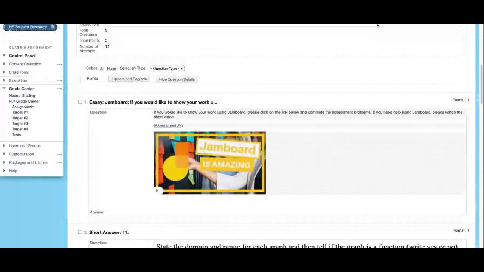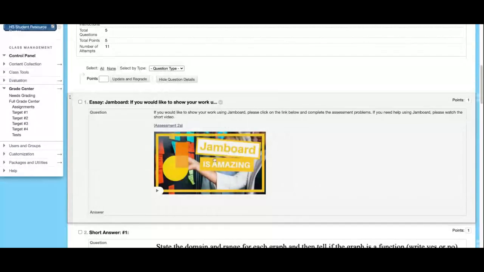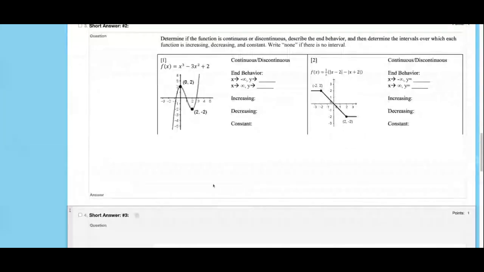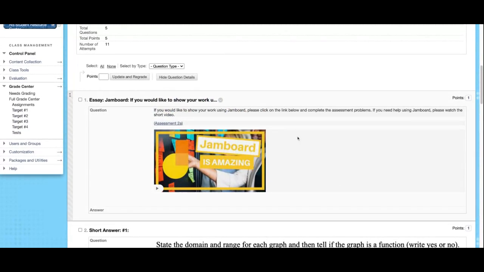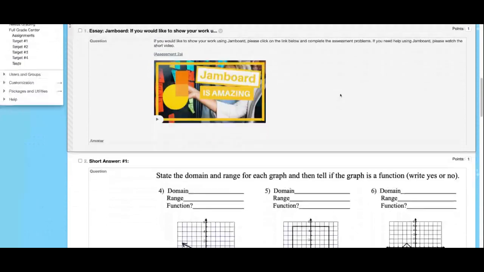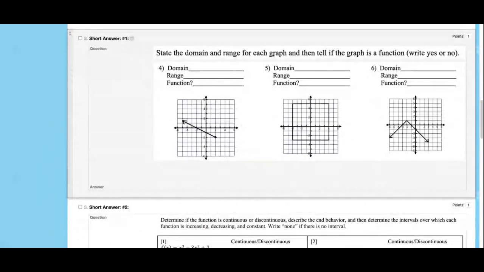Now, if you don't know how to show your work in class, you can always hit this assessment 2A, and it has all these problems, but on a sheet that you can write on in the computer. So if you wanted to do it that way, you can absolutely do it that way. If you don't know how to insert work into an assessment, this is another way of doing it. So problem number 1: state the domain, the range of the graph, and whether it's a function or not.